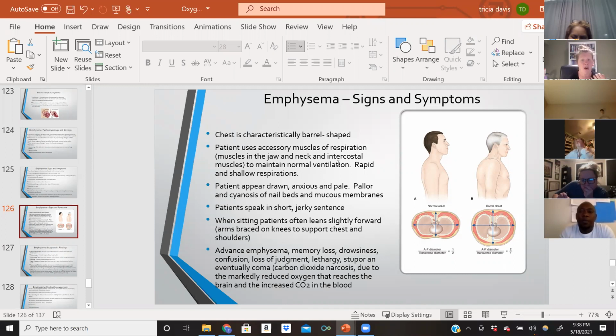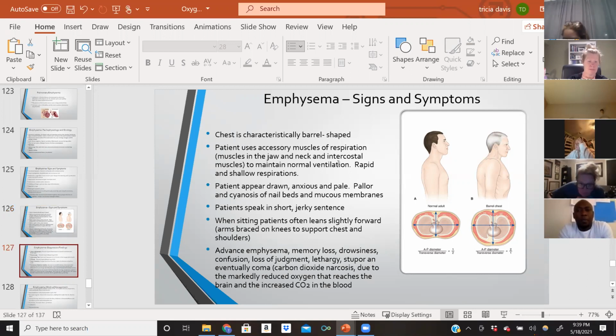When patients, they often lean forward. Remember, I told you that earlier. So they lean forward, their arms are braced on their knees, they're supporting their chest and their shoulders because this helps them feel like they're breathing a little bit better. Advanced cases of emphysema, you're going to see memory loss, drowsiness, confusion, loss of judgment, lethargy, stupor, and then eventually coma, because they're going to have what's called carbon dioxide narcosis. The oxygen that reaches the brain is greatly reduced, and then we're going to see increased carbon dioxide in the blood, and it's going to cause all those symptoms.